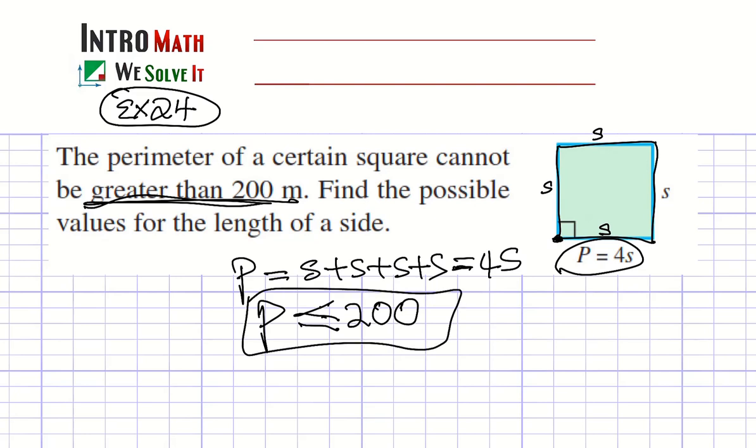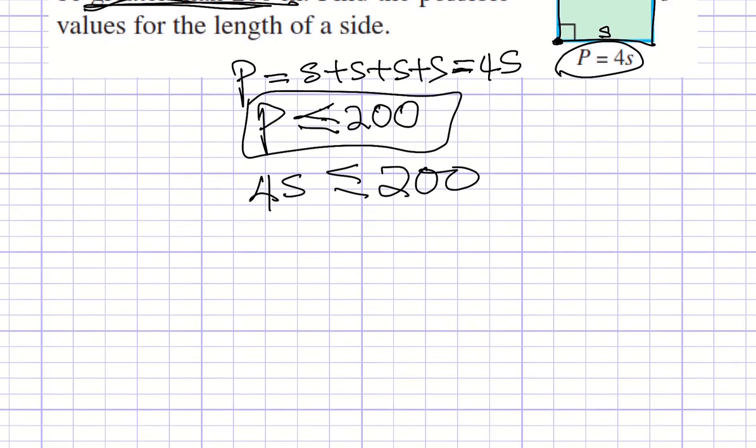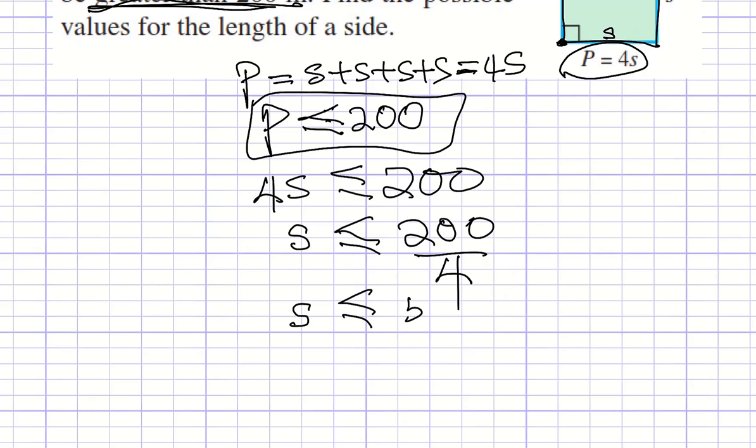Okay, so the perimeter is 4S. They say less than or equal to 200. That's all you're looking for. You solve that. Leave S on the left side, and on the right you get 200 over 4. S, the side, not the perimeter, is less than or equal to 200 divided by 4. What do you get? 4 divided into 20 is 5, and then 0. That's 50, man.